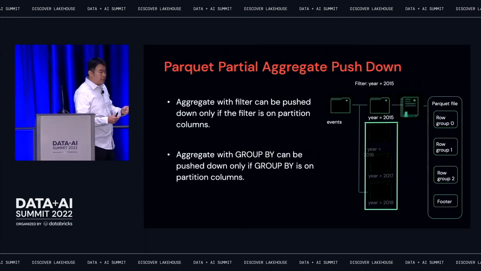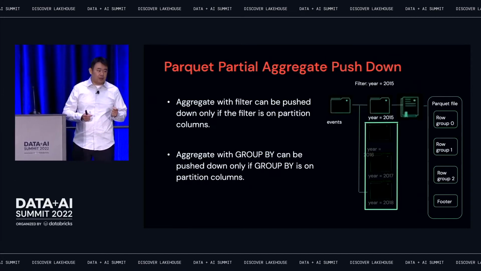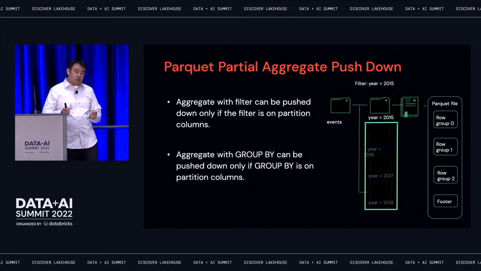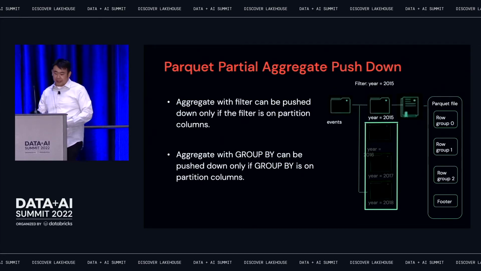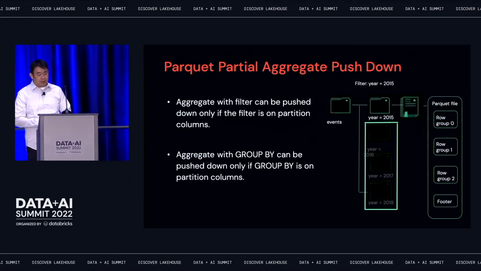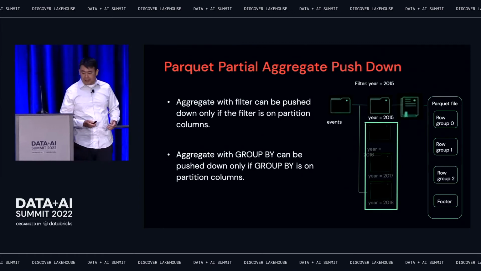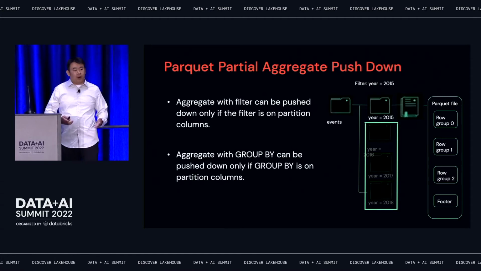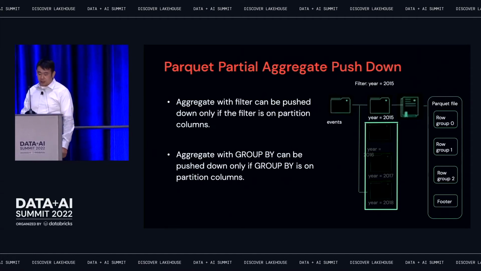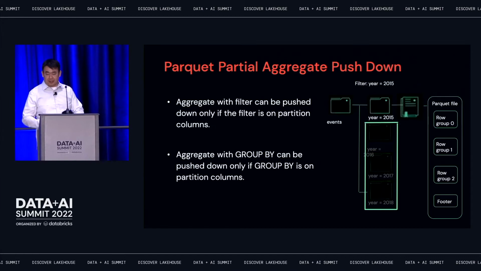However, if your filter is not on the partition column, what does it mean? That means the filter will change the statistics of the file because some of the records inside Parquet can be filtered out. So the statistics inside the footer won't be accurate. So that's the case where partial aggregation or aggregation pushdown cannot be applied. And similarly, a group by has to apply only on the partition column as well. It is a limitation in terms of how the metadata is laid out.